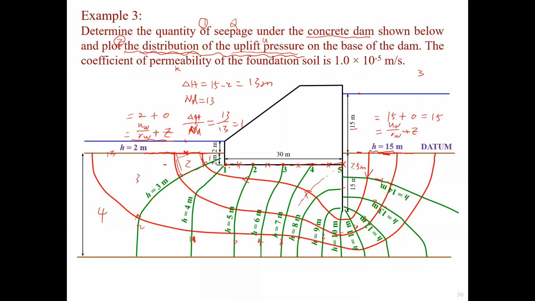And the elevation head, like I repeated before, Z is only relative to the datum. So that will be -2 for all these points. That's a constant value. Is that clear? Z equals -2.